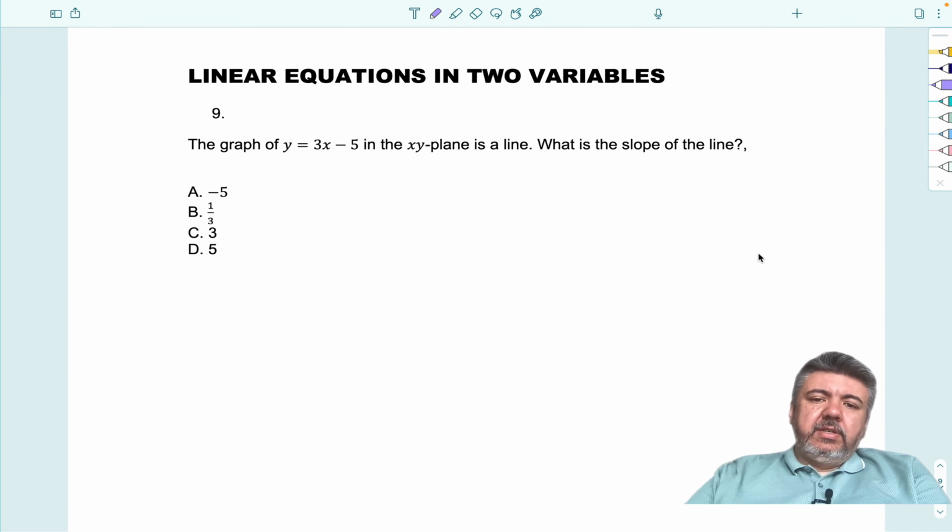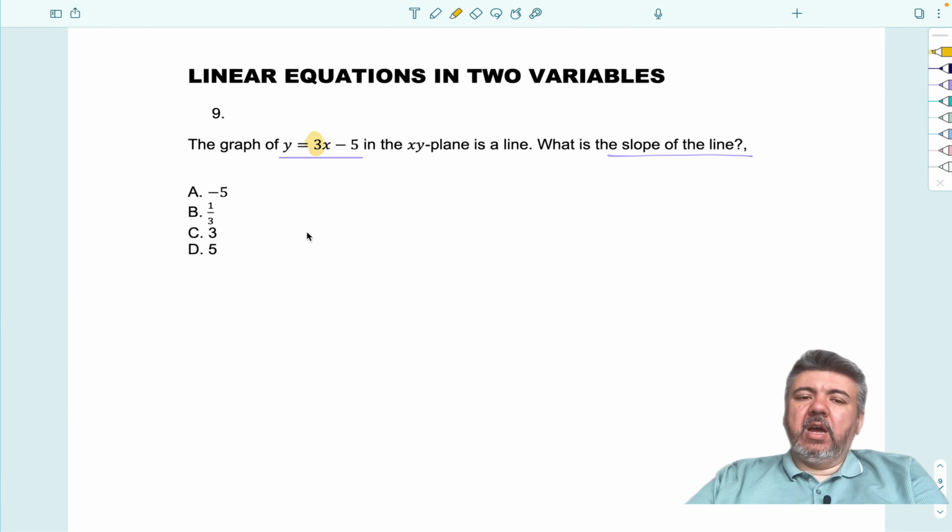It's another question. It's easy again. The graph of y equals 3x minus 5. What is the slope? As we mentioned before, the slope of the line is the coefficient of x when we have y in here. So the slope is nothing but 3.